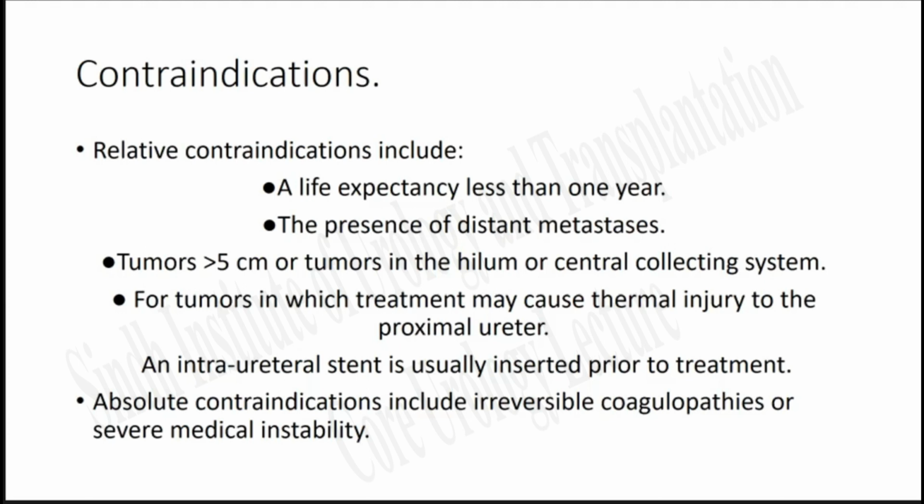Now proceeding towards the contraindications. The relative contraindications include life expectancy less than 1 year, the presence of distant metastasis, and a tumor more than 5 centimeters or a tumor near the hilum or central collecting system. For tumors in which treatment may cause thermal injuries like urine extravasation or urinoma, an intraureteral stent is inserted prior to the treatment. The absolute contraindications include irreversible coagulopathies or severe medical instability.